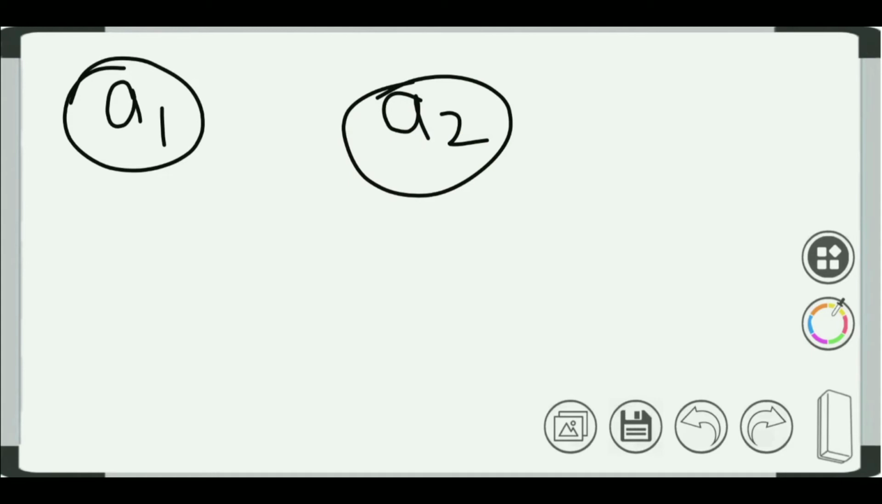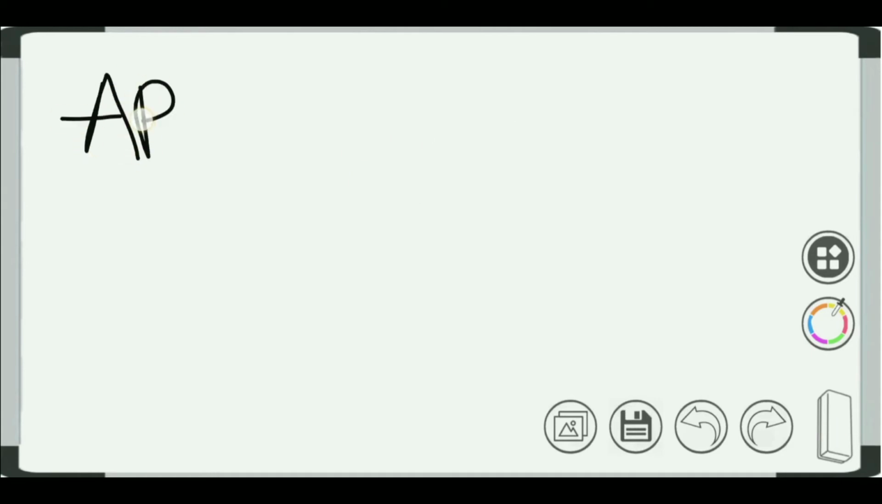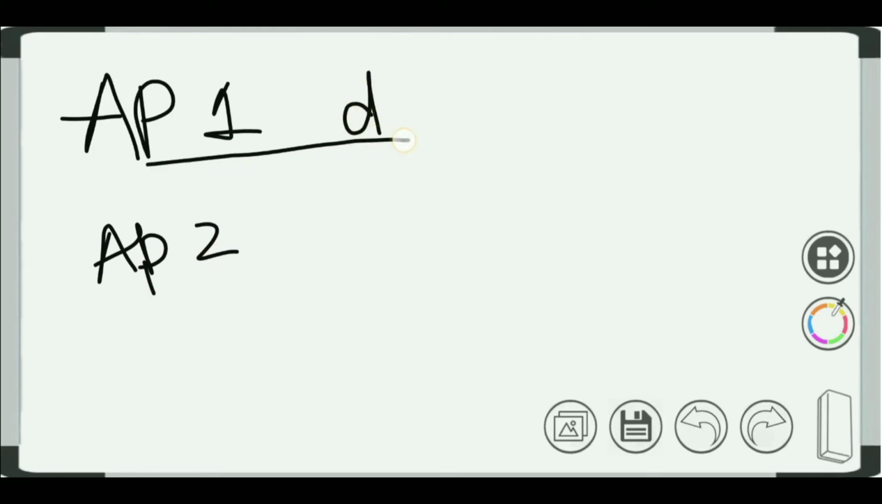So consider this is your AP1, the first AP. This is your AP2. They have told there are two APs, AP1 and AP2. So the common difference is the same. This AP has common difference D. AP2 is also having common difference D. Common differences are the same. And they have given the difference between their 100th terms.